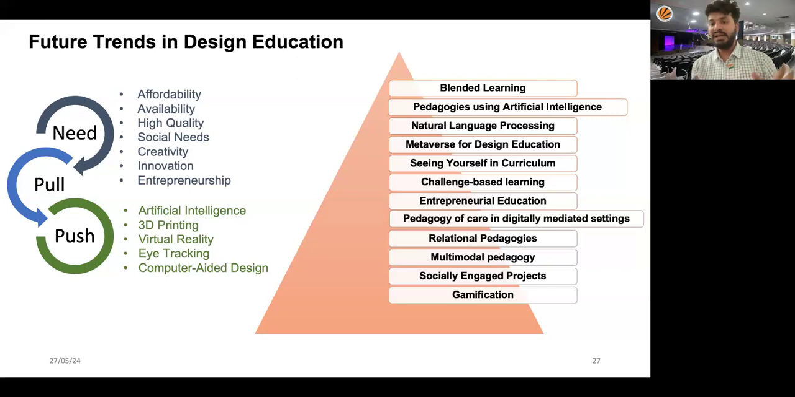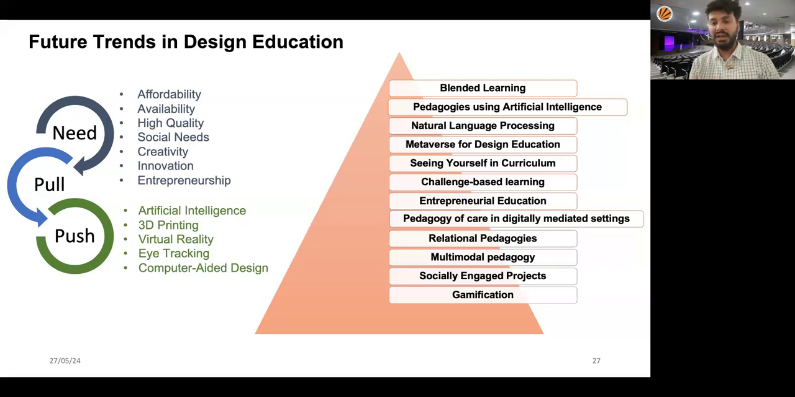We can't make a product with a very high cost that is not affordable to all. Nobody wants to buy such products. So affordability is one of the needs in design education. Whether you are making a product, furniture, or a user experience, whatever it is, you have to think about how to make an affordable product.